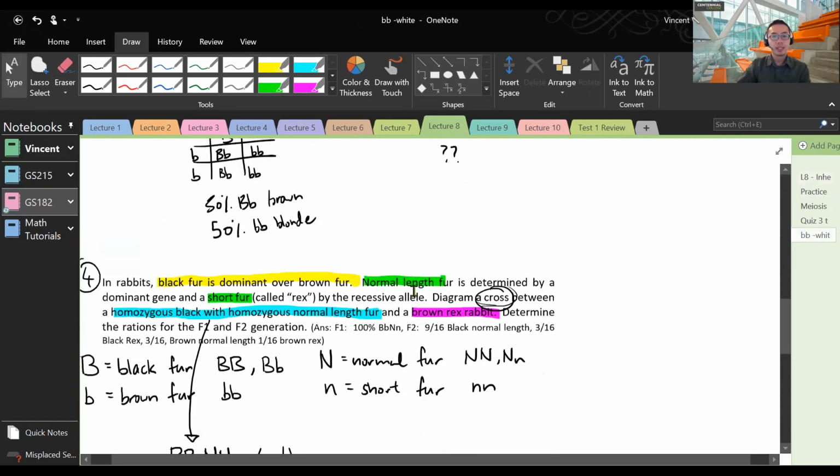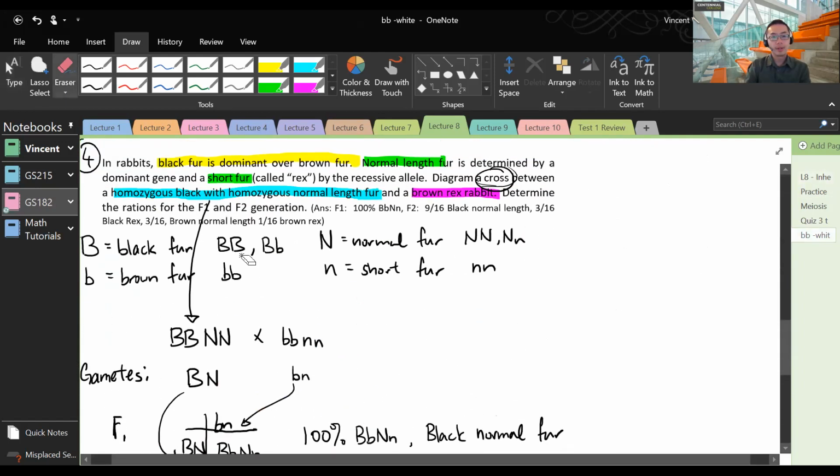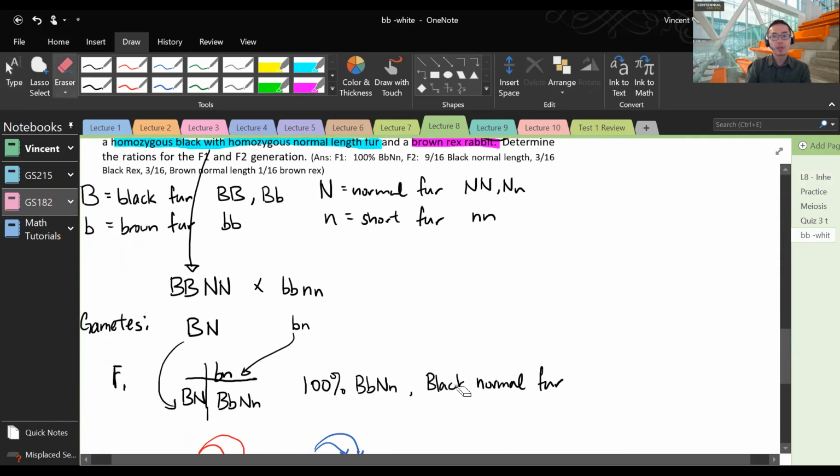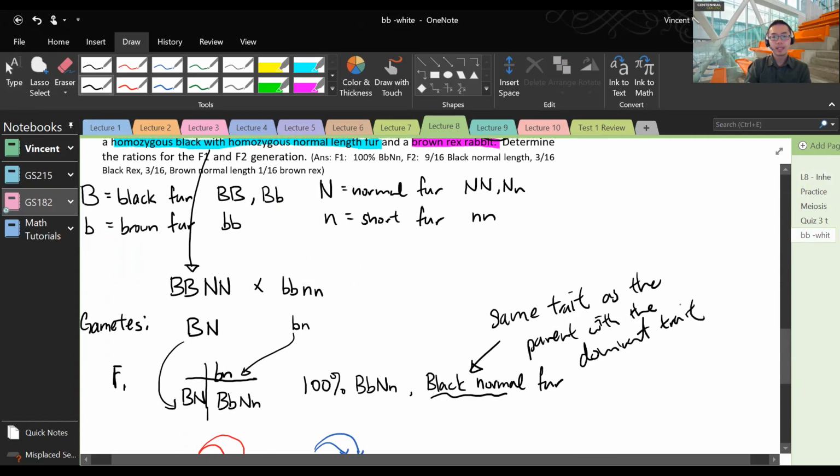Where is it? Right here. Okay, you see, the parent here is black and normal length. This is brown and short length, and then all the F1 generation is black and normal. Okay, these are the same trait as the parent with the dominant trait. Okay, so you can always tell by looking at the F1 generation. If the parents that you begin with are pure breed, then the F1 generation will exhibit the dominant trait.